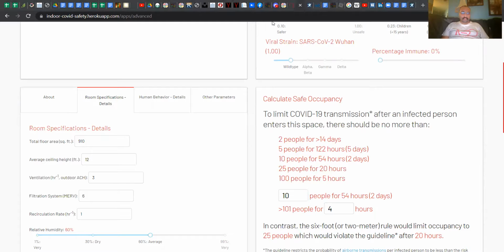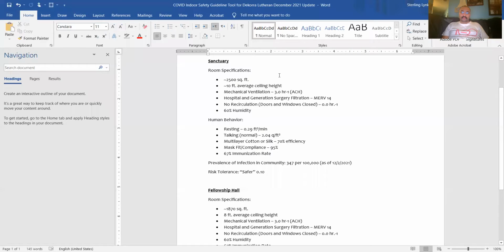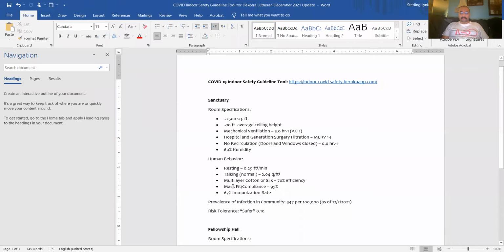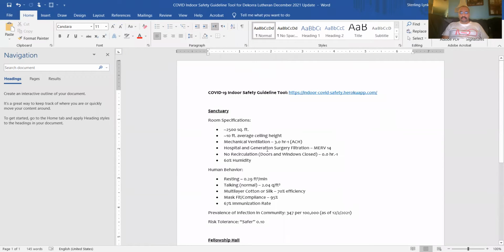I will link this document also to this video and send out an email also with this link. But here it is. We had identified before two worship spaces, the sanctuary and the fellowship hall. And we have about 2,500 square feet of room in the fellowship hall, about 10 feet of average ceiling height. We have a mechanical ventilation at this, which is great. This is 3.0 per hour. We have this hospital-grade filtration. This is world-class kind of stuff.